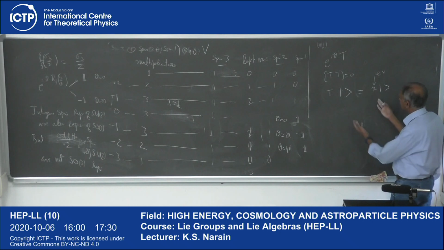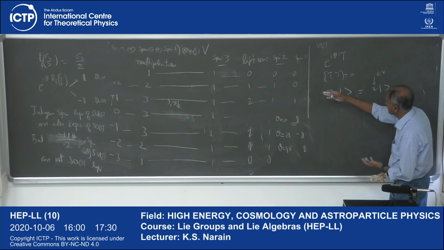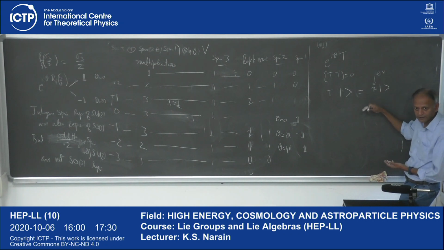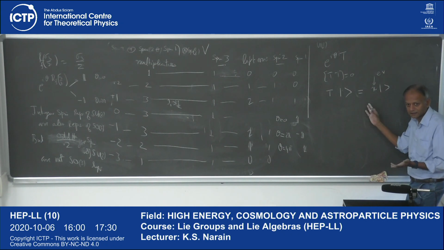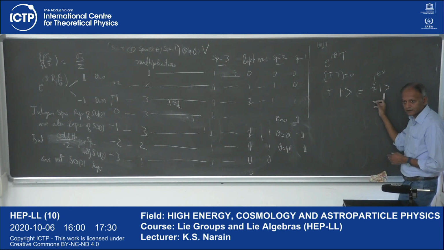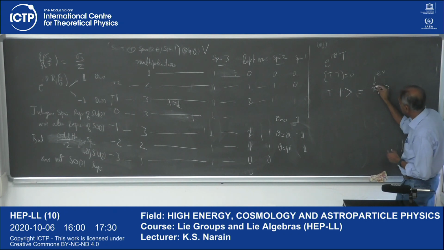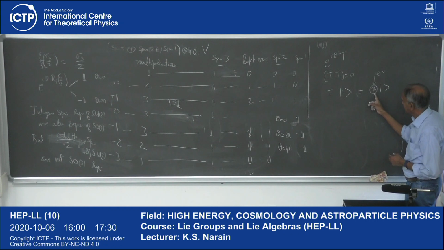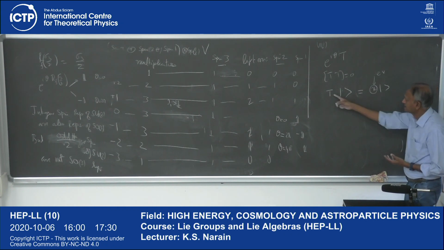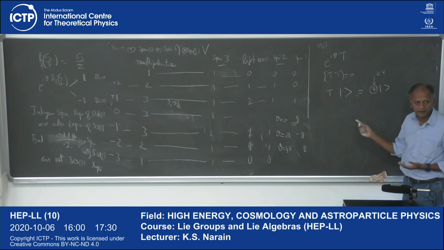And that's it. There's nothing else to do, because unlike in SU2, where there were raising and lowering operators which could move you up and down, here there's nothing else. So this is a one-dimensional representation for any x, and the representation is labeled by this eigenvalue. However, not any x. At the moment, from this discussion, I just say that it's some real number, since T is Hermitian.